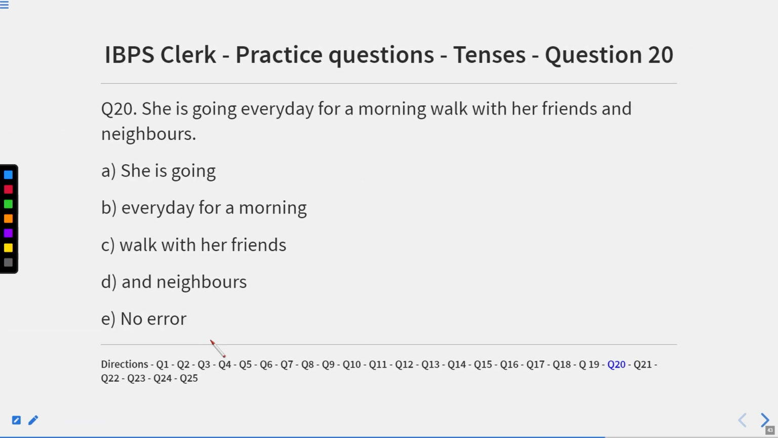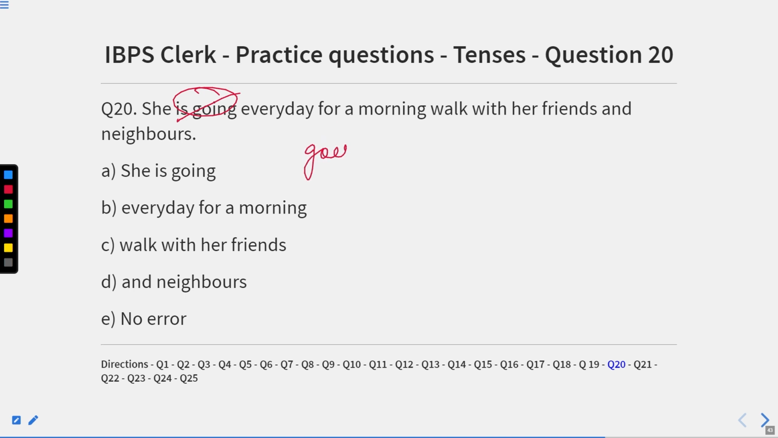She's going every day for a morning walk with her friends and neighbors. Now again, whenever any action is there which shows the routine or the regular actions, so that should be written in present indefinite or simple present tense only, where the rules are subject plus verb 1 plus object. Now here it is written she is going. Is going is actually some action which is going on, which is continuous, but it does not continue every day. In fact, it happens every day. So is going should be replaced with she goes.